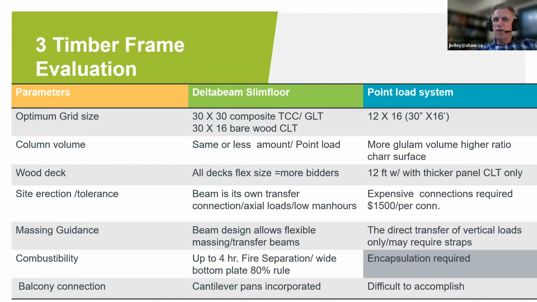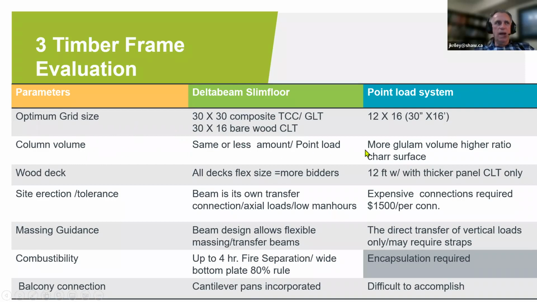Yes, this is a very busy slide, but there's some very important information here. What we're looking at with the slim floor assembly, what you have here, up to 30 by 30, is your base spacing, okay? You're limited to about 12 by 16 right here with point load. If you go to straight CLT, you're approximately 30 by 16. So you can see you have a lot bigger, greater open space here.